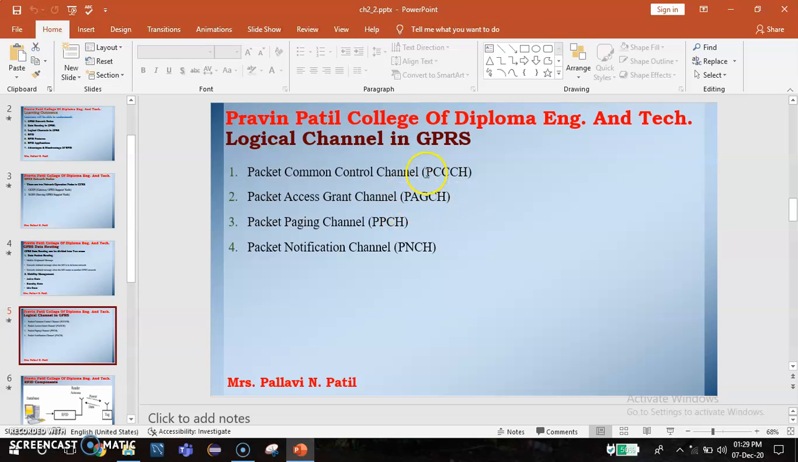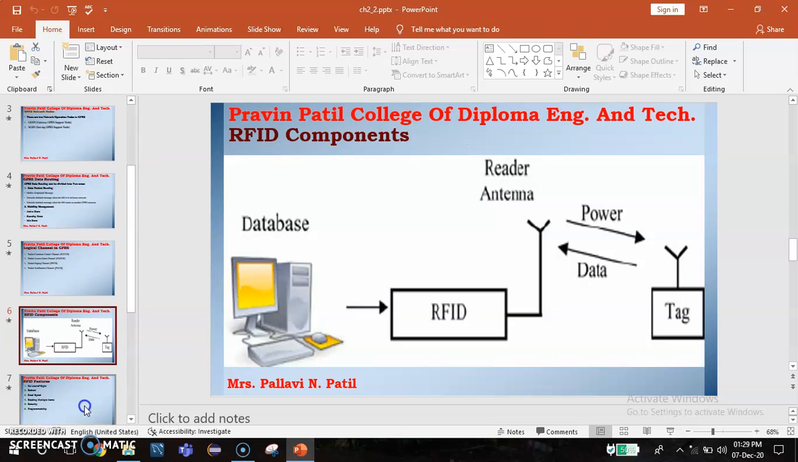The next, RFID. What is RFID? RFID means Radio Frequency Identification. Radio frequency identification is an automatic identification method to store and remotely retrieve data. The data is stored on and retrieved from the RFID tag.